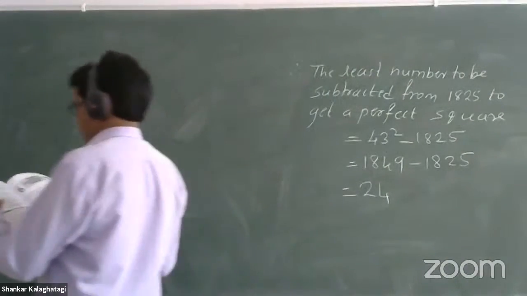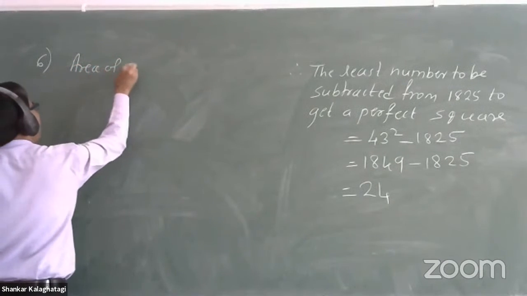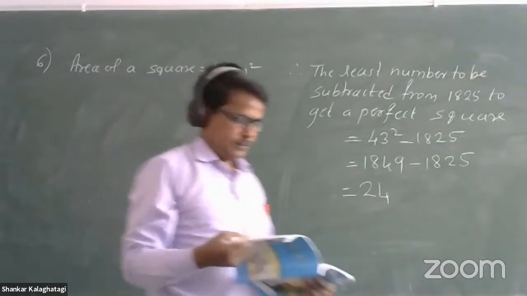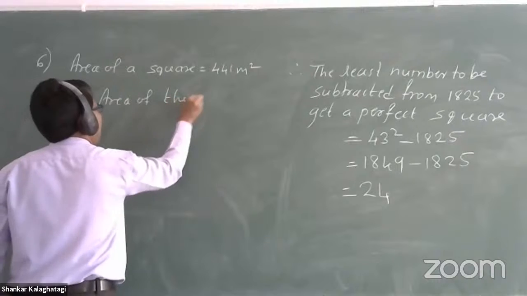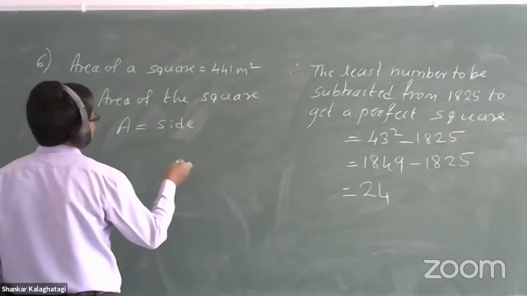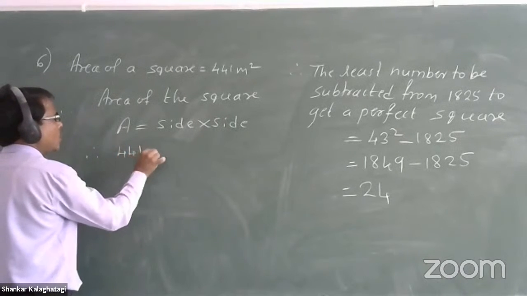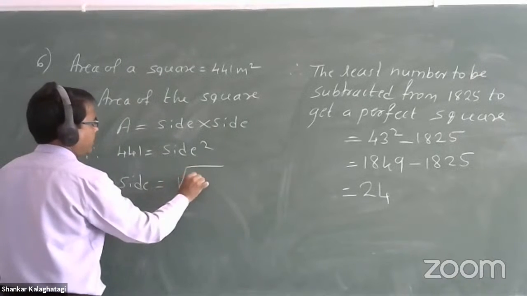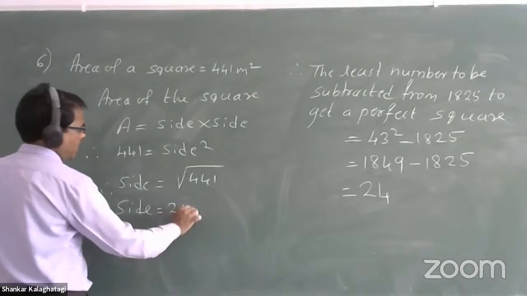Question 6. Find the length of the side of a square whose area is 441 meters square. They have given the area of a square, 441 meters square. We know the formula for area of the square: A equals side into side, or side square. So 441 equals side square. Therefore, side equals square root of 441. Already you know, square root of 441 is 21. So it is 21 meters, our answer.